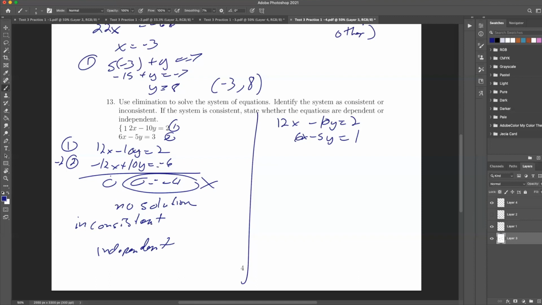Okay, because one's not a multiple of another. Here, notice that if I multiply equation 2 by 2, I'll get equation 1. And what happens here? Let's actually just do that. So let's have equation 1 minus 2 times equation 2.